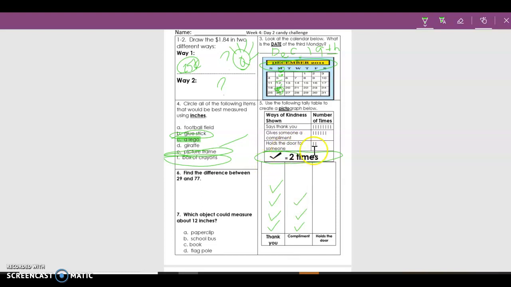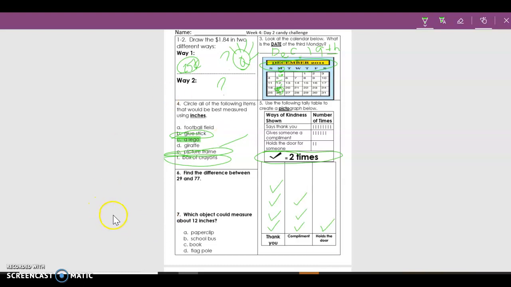And finally holds the door. We notice that there are 2 votes, so we know that every check is worth 2, so we would just need 1 check there. Now, if every check had been worth 1, then we would have been putting the exact amount. So make sure they're counting by 2s. We got lucky not having to split a check mark.